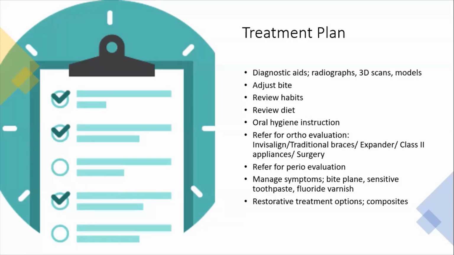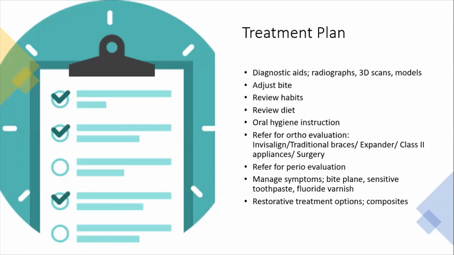You'll want to manage symptoms. A night guard or a bite plane is the number one thing that I go to first. Want to make sure that they're protecting the teeth. I'd rather have them grind or clench on plastic than do it on tooth enamel. And then I might prescribe sensitive toothpaste like Prevident, or I might recommend a fluoride varnish if they've got lots of areas of recession or abfractions, just to deal with the sensitivity issues that can come with malocclusion.